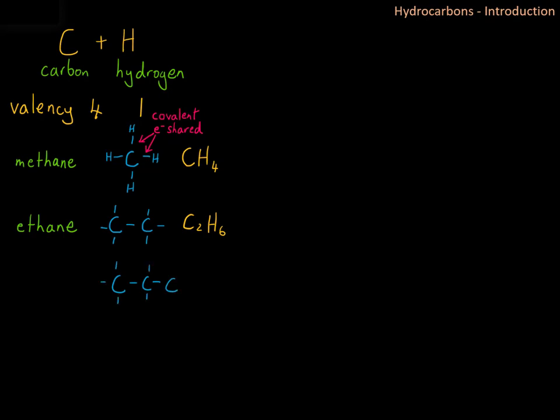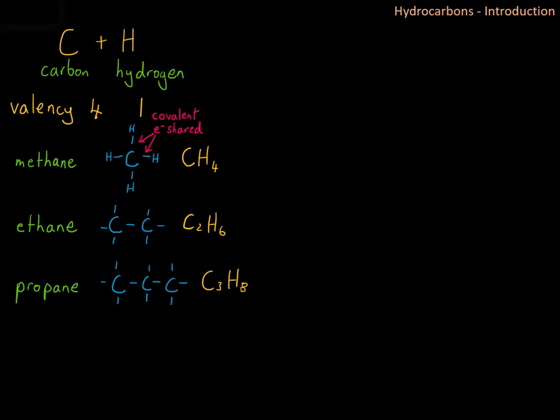The next one in this series would be 3 carbons, 1, 2, 3, of course with their hydrogens to fulfill the valency, and of course we would have the formula now of C3H8, and this one is called propane. And this is still a gas, of course. As you can see, this is a series.